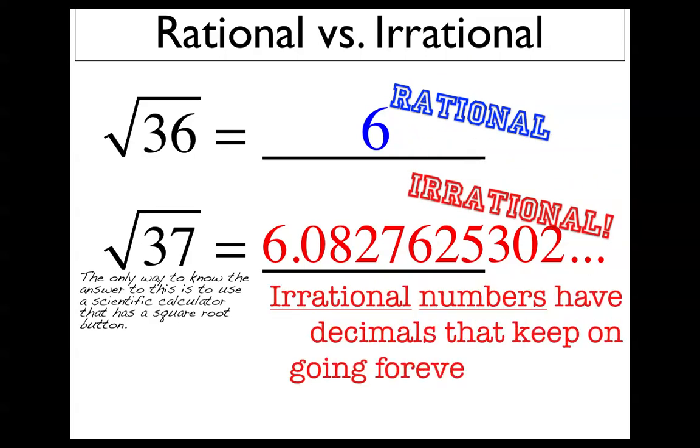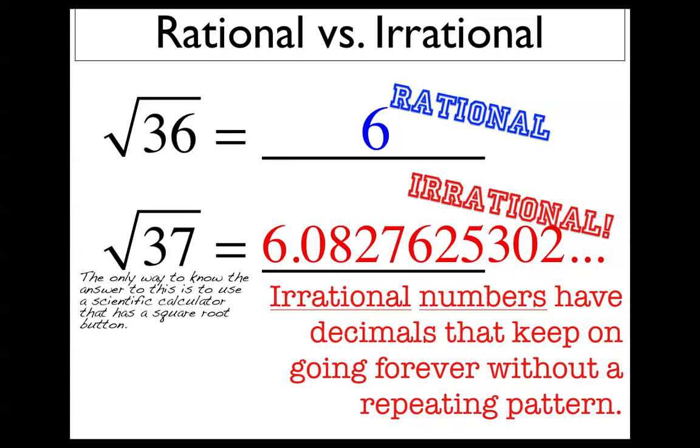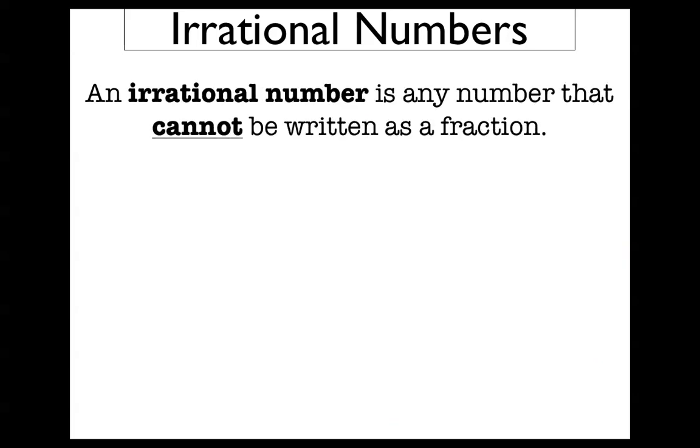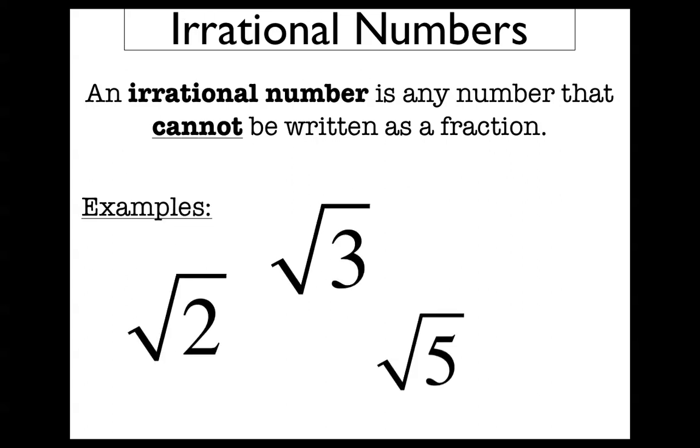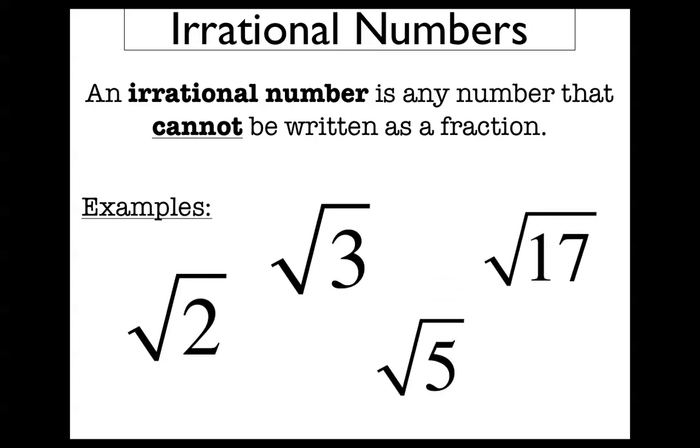An irrational number is a number that has decimals that keep on going and going forever without a repeating pattern. If you've ever heard of the number pi, you might know that that is an irrational number as well, because it's 3.14 and so on, and it doesn't have any pattern or repetition. That makes it irrational. So here's your definition. An irrational number is any number that cannot be written as a fraction. In other words, it goes on and on forever with decimals that don't repeat.